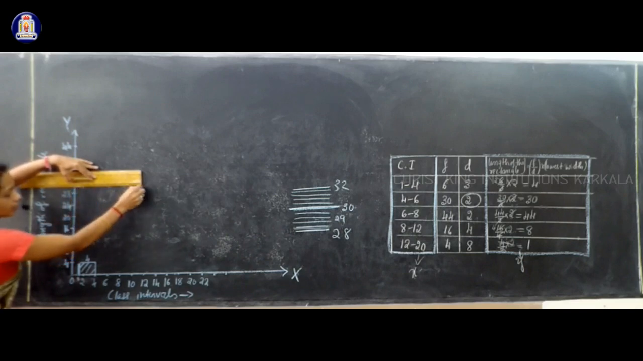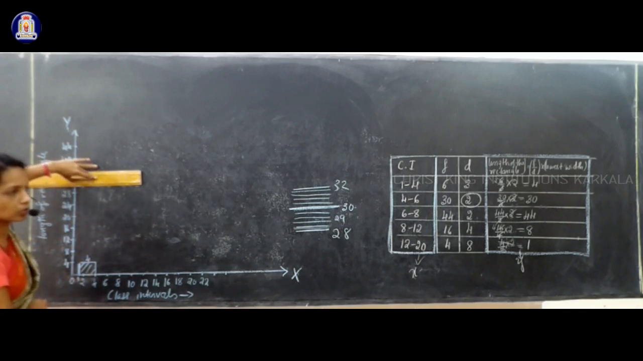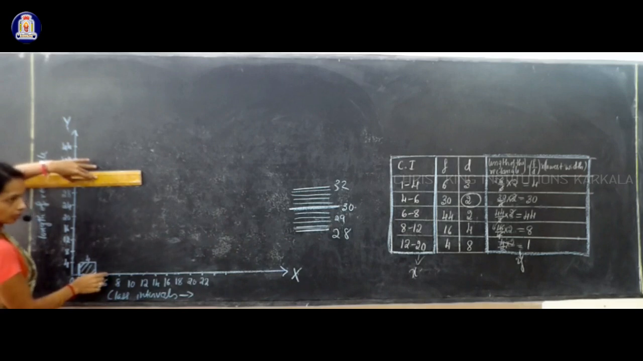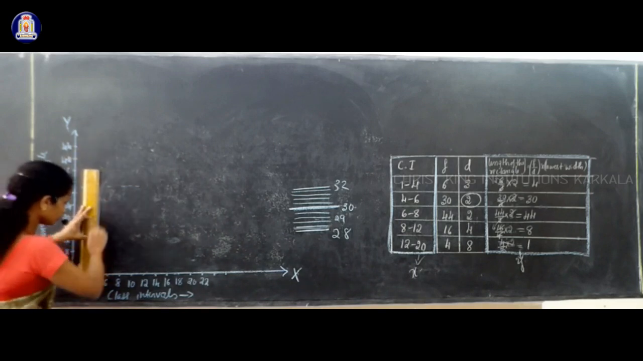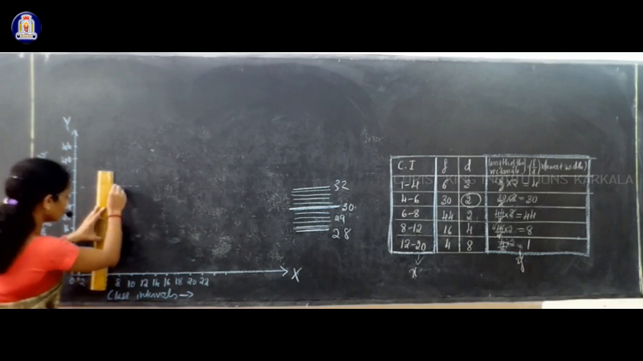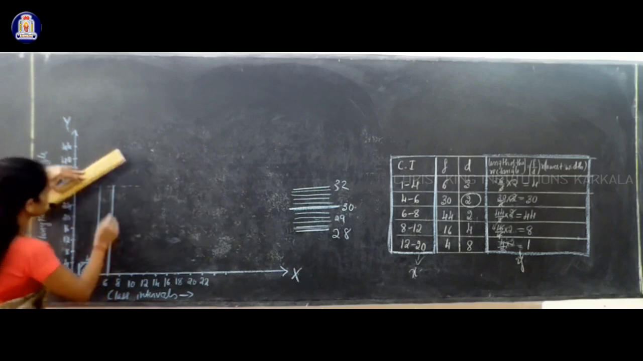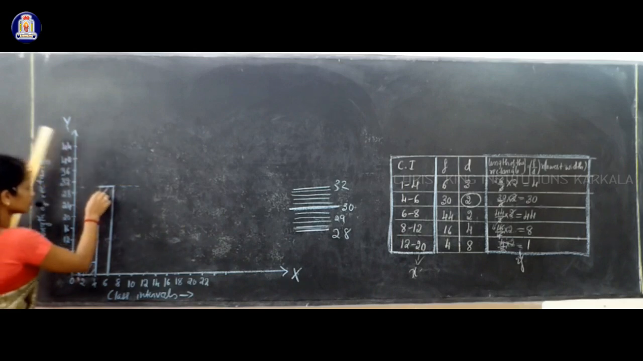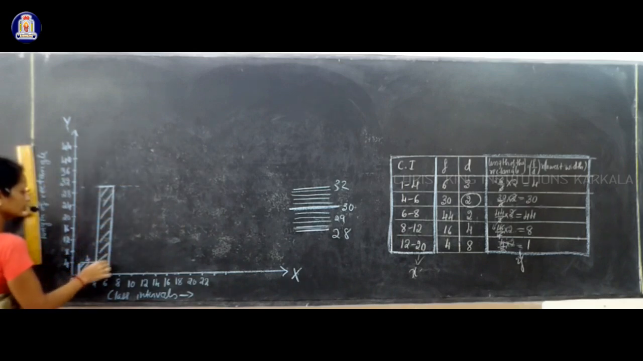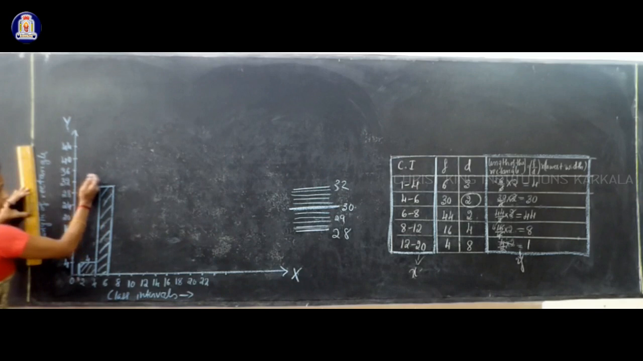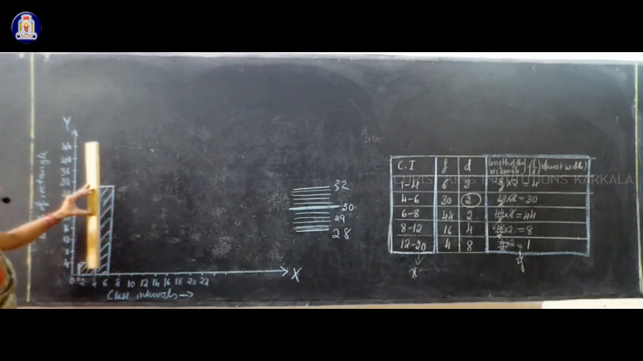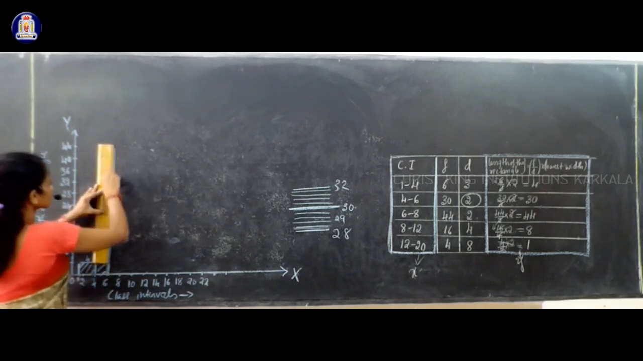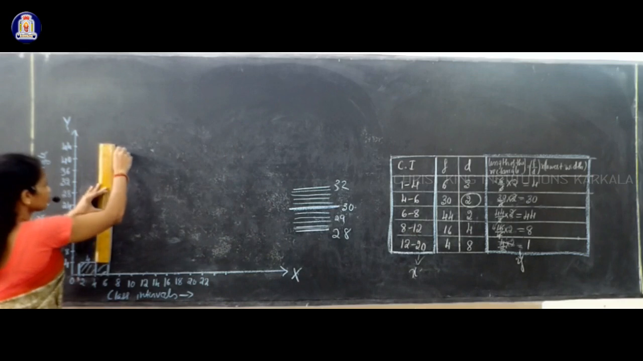That 30 is the height of which rectangular bar? From 4 to 6. So from 4 to 6 you have to draw a rectangular bar of height how much? 30. So here the rectangular bar is drawn of height 30. Next, a rectangular bar of height 44. That is from 6 to 8. 44 is visible here.